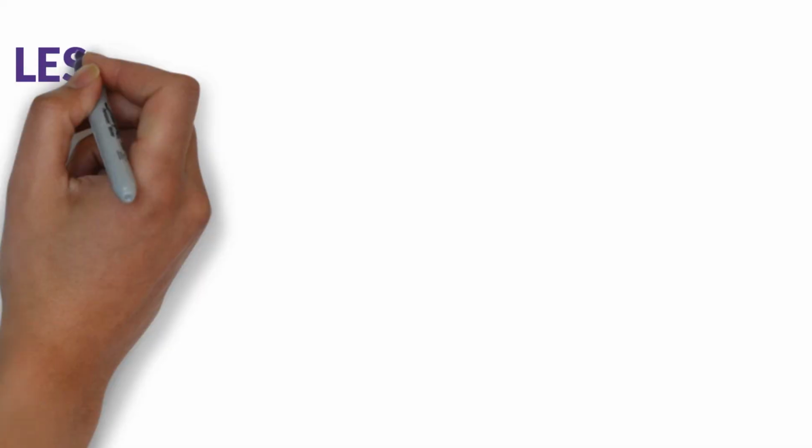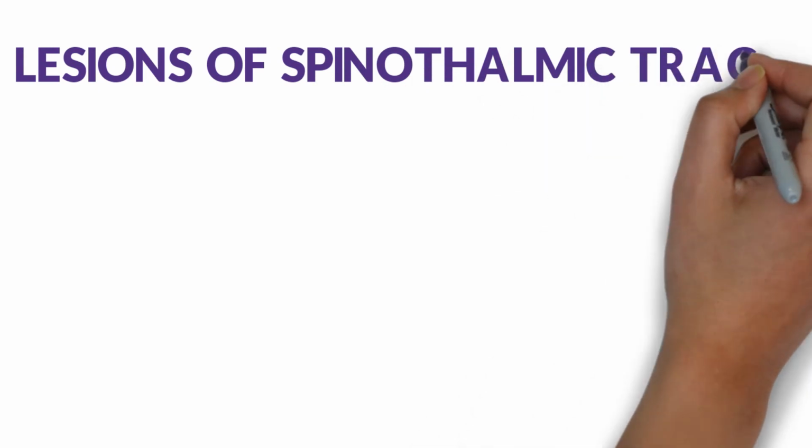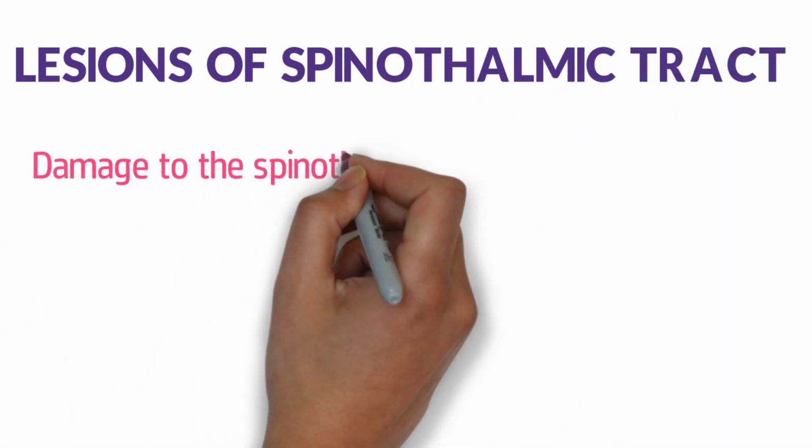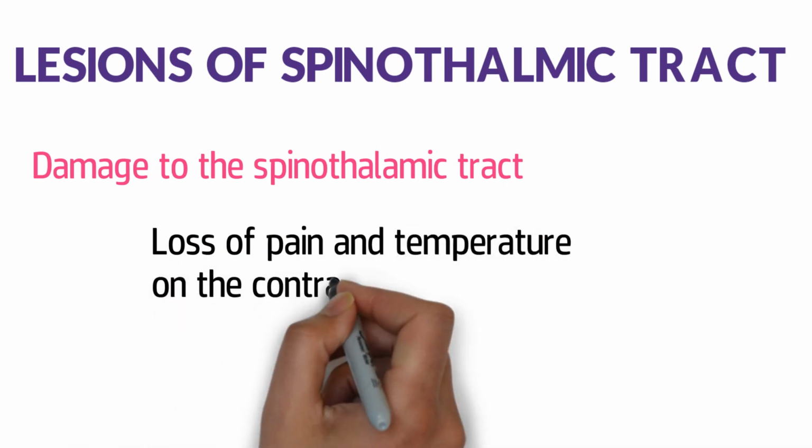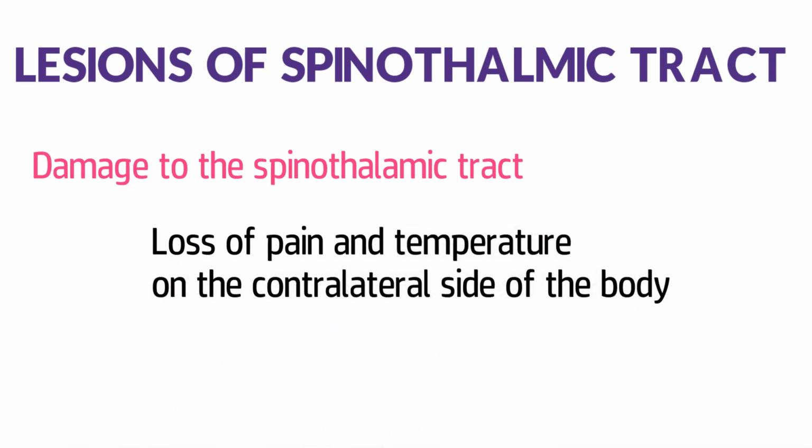Now let's discuss lesion of the spinothalamic tract. Damage to the spinothalamic tract leads to loss of pain and temperature on the contralateral side of the body because fibers run on the opposite side of the spinal cord or brain stem soon after entering into the spinal cord. The analgesia, that is loss of pain, begins 1 to 2 segments below the lesion.